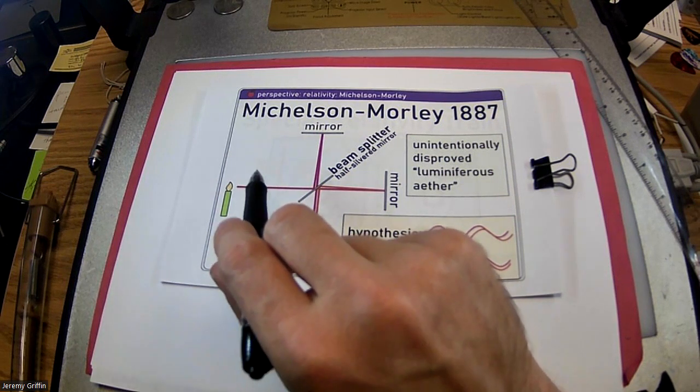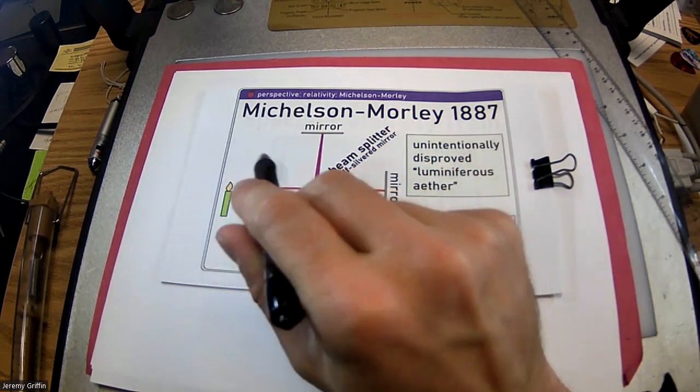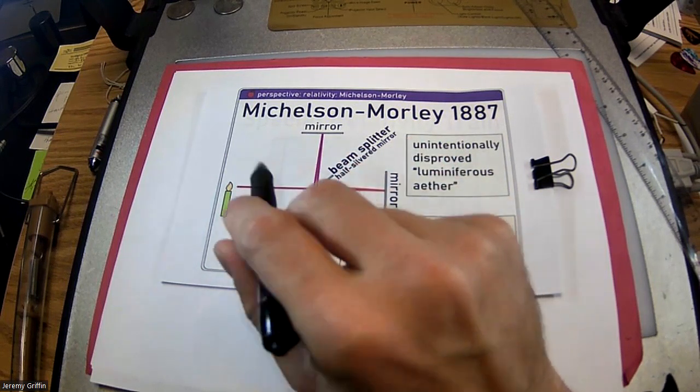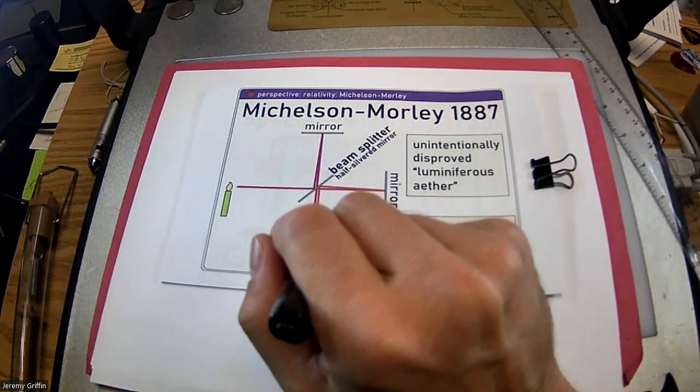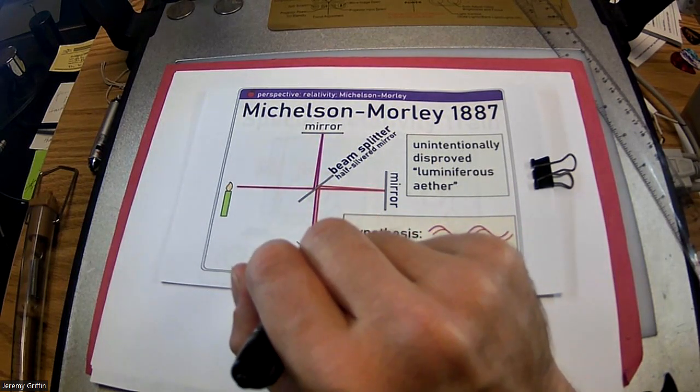Now, if light traveled at all the same speed, then it should take the same amount of time, regardless of the journey. So if you go this way, or if you go this way, you should end up the same place, same time, right? That's not what they were expecting. They were expecting there to be different results.